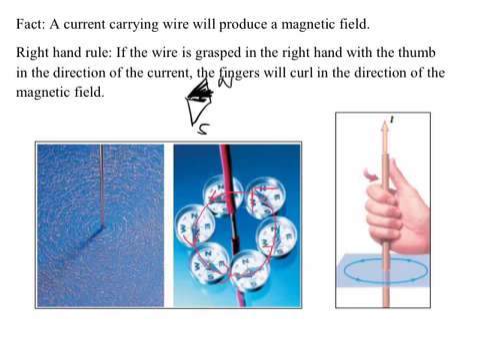Now, the right-hand rule is simply this. If a wire is grasped in the right hand, so everybody take your right hand. Seriously, take your right hand, put it out in front of you. Okay? Relax.